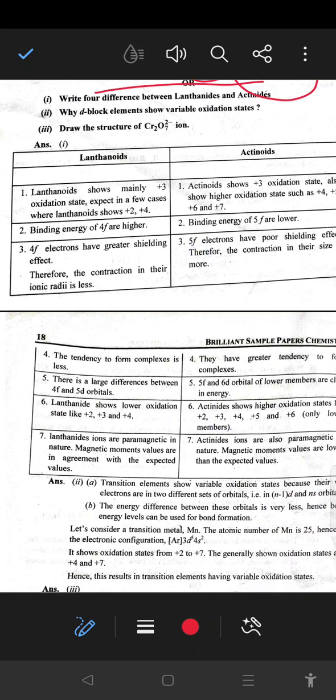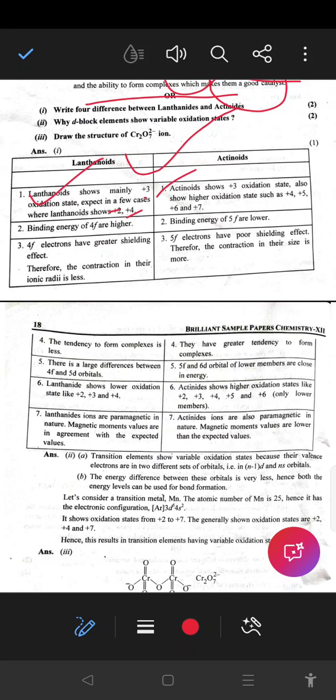Next question is the difference between lanthanide and actinide. Lanthanides most probably show the +3 oxidation state, and in a few cases show +2 and +4. In the case of actinides, they show the +3 oxidation state, and also show +4, +5, +6 and +7 oxidation states.